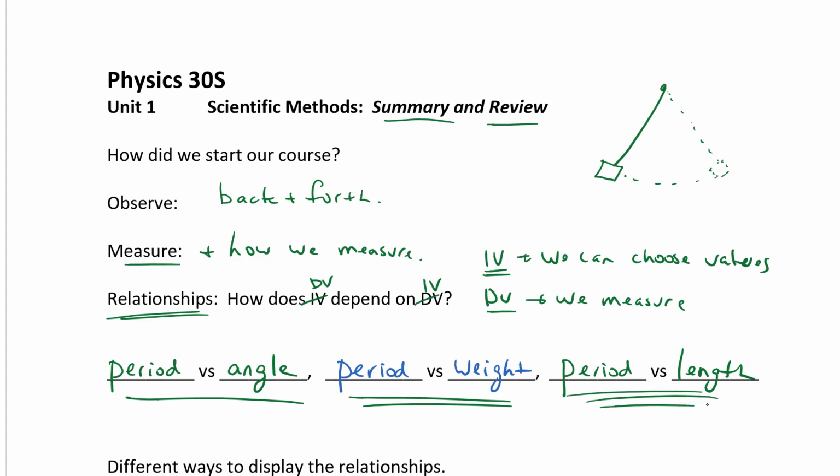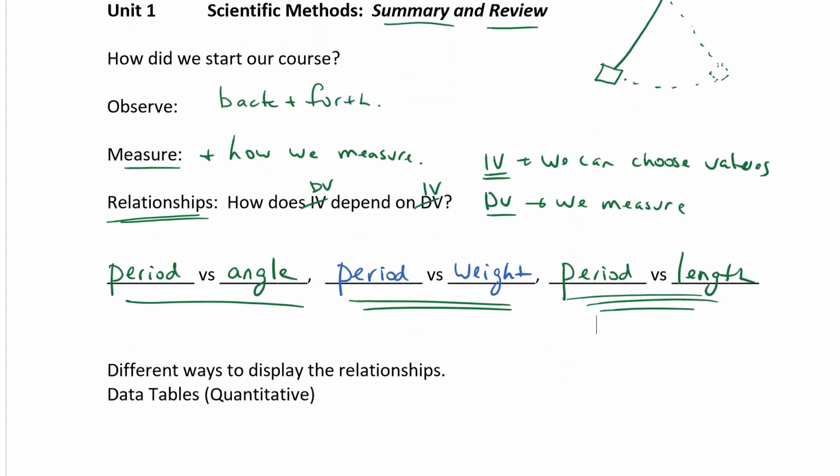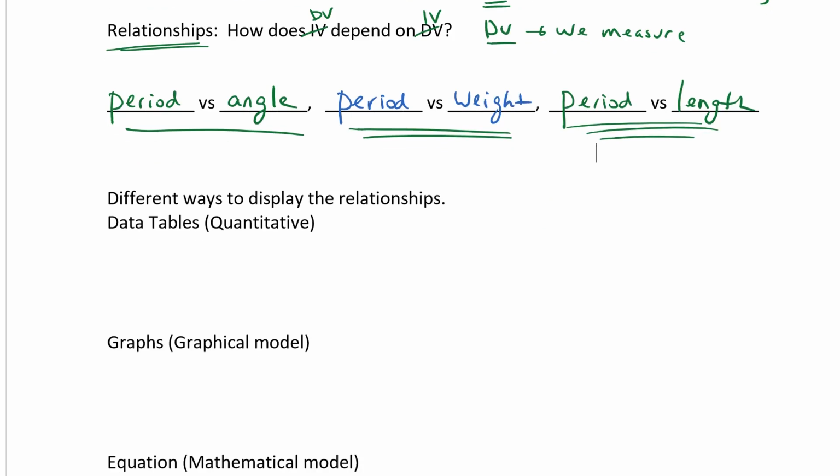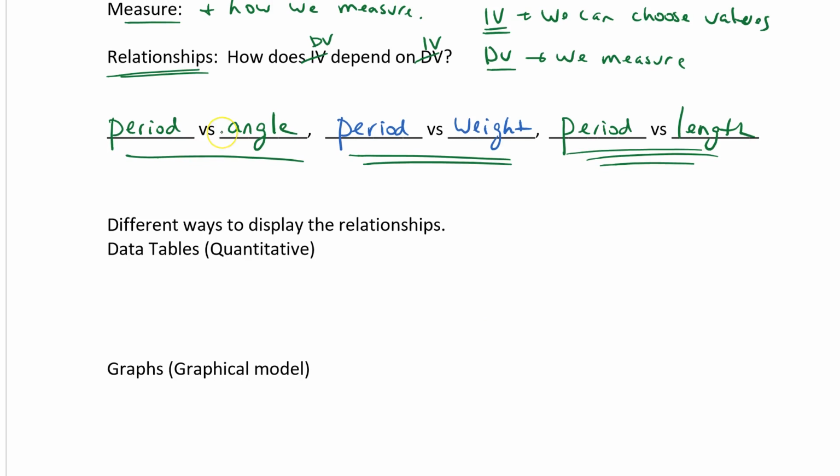And so we learned how to collect the data, and the big thing we learned afterwards is different ways to display the relationships. So let's take period versus angle. We actually found that there was no relationship here. Period versus weight, we found that there was no relationship. And the last one, period versus length, we found there was an interesting relationship where the square of period was proportional to the length.